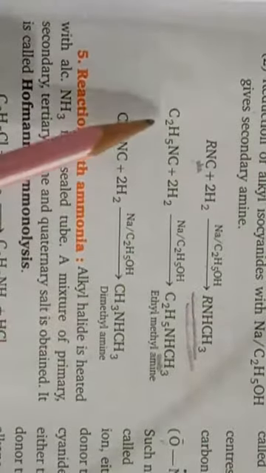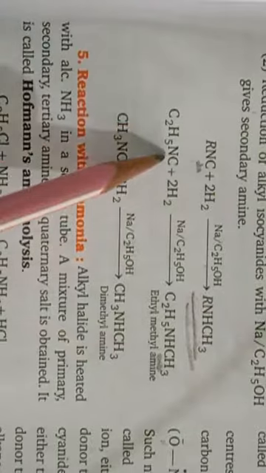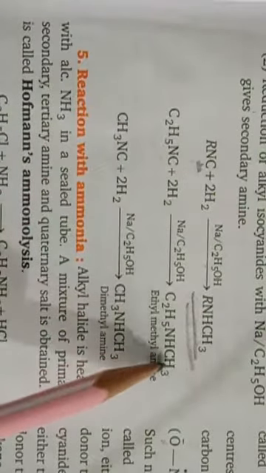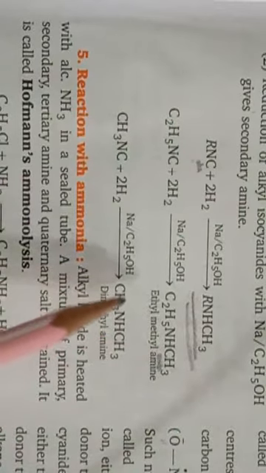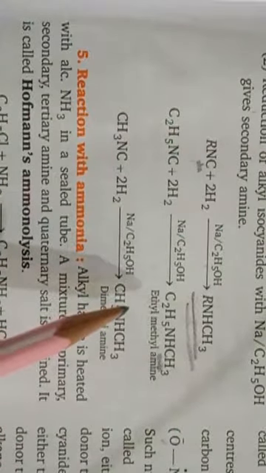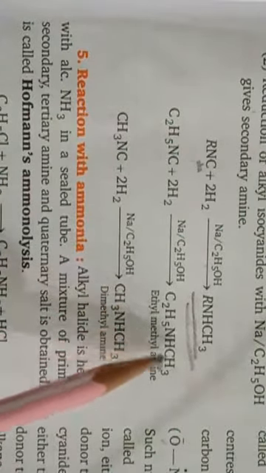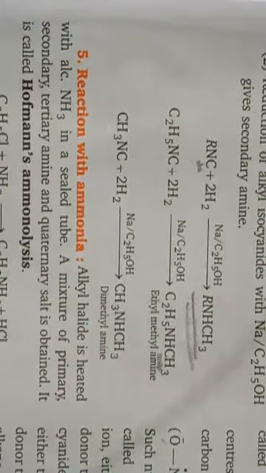For example, ethyl isocyanide will form this secondary amine, and the name of this secondary amine is ethyl methyl amine, or you can say N-methyl ethanamine.